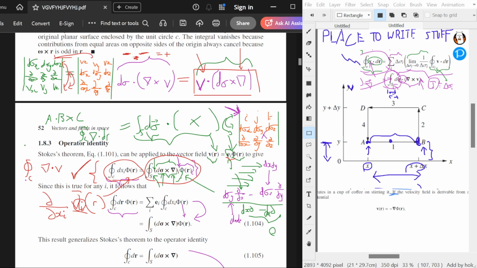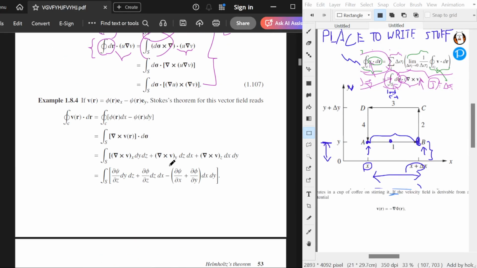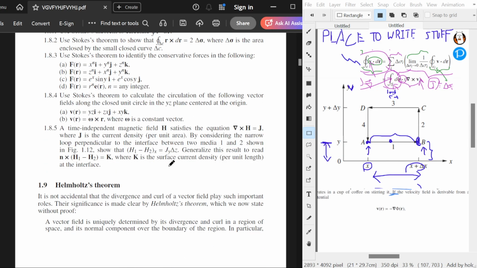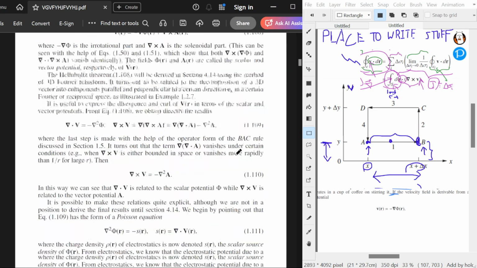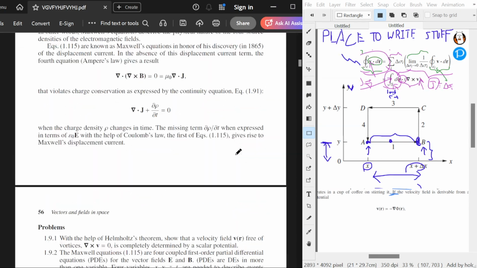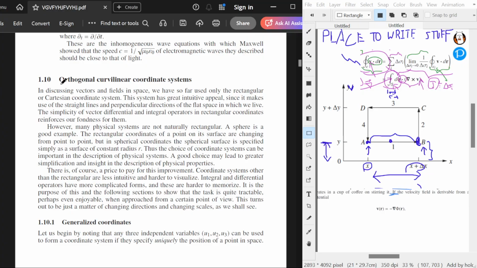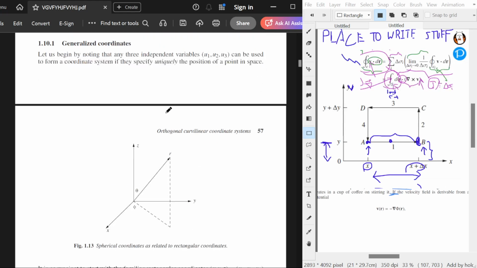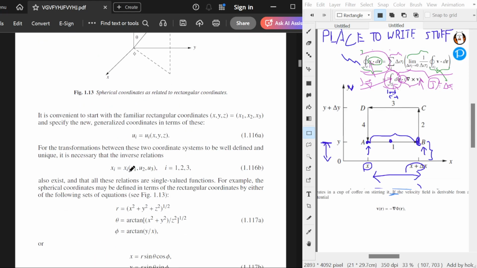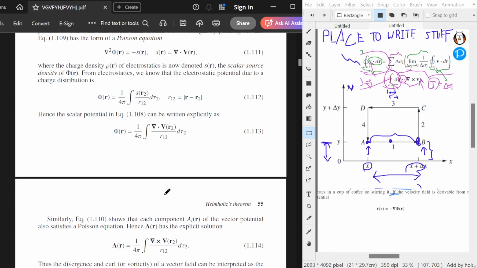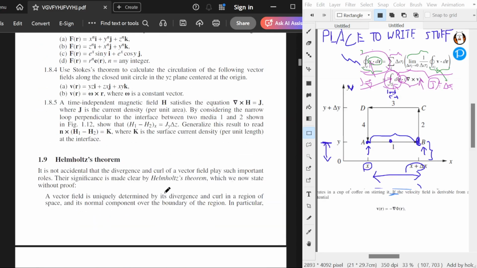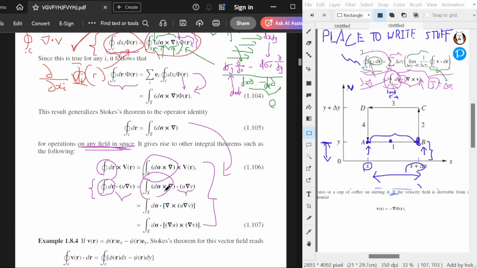Okay. I've been streaming for an hour and a half. I think I should stop after I do Helmholtz. I'm excited to get to this because I had some success with it in my first read, and I want to relearn it. Okay, let's go back.